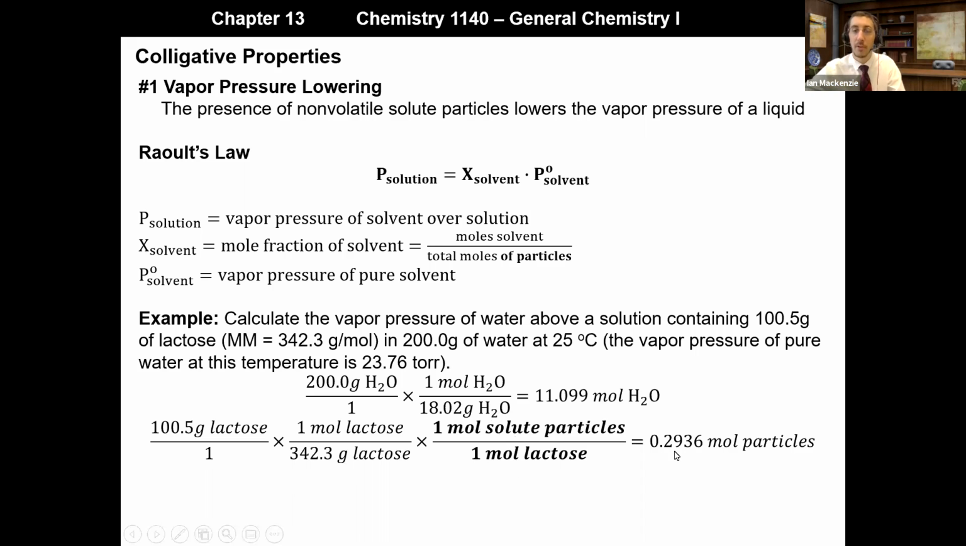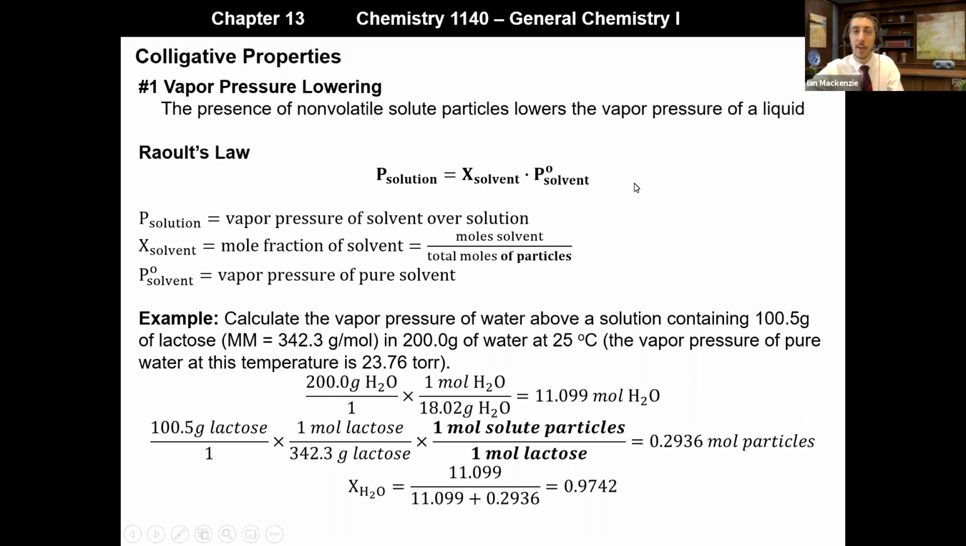So we come out with 0.2936 moles of solute. And so then the mole fraction is the moles of the solvent over the total moles of particles, not just the total moles of solute and solvent, but if the solute were to break up into multiple particles, we have to factor that in as well. So here it's just the mole fraction of water being 11.099 divided by the sum of the moles, and so we get 0.9742 as the mole fraction for water.